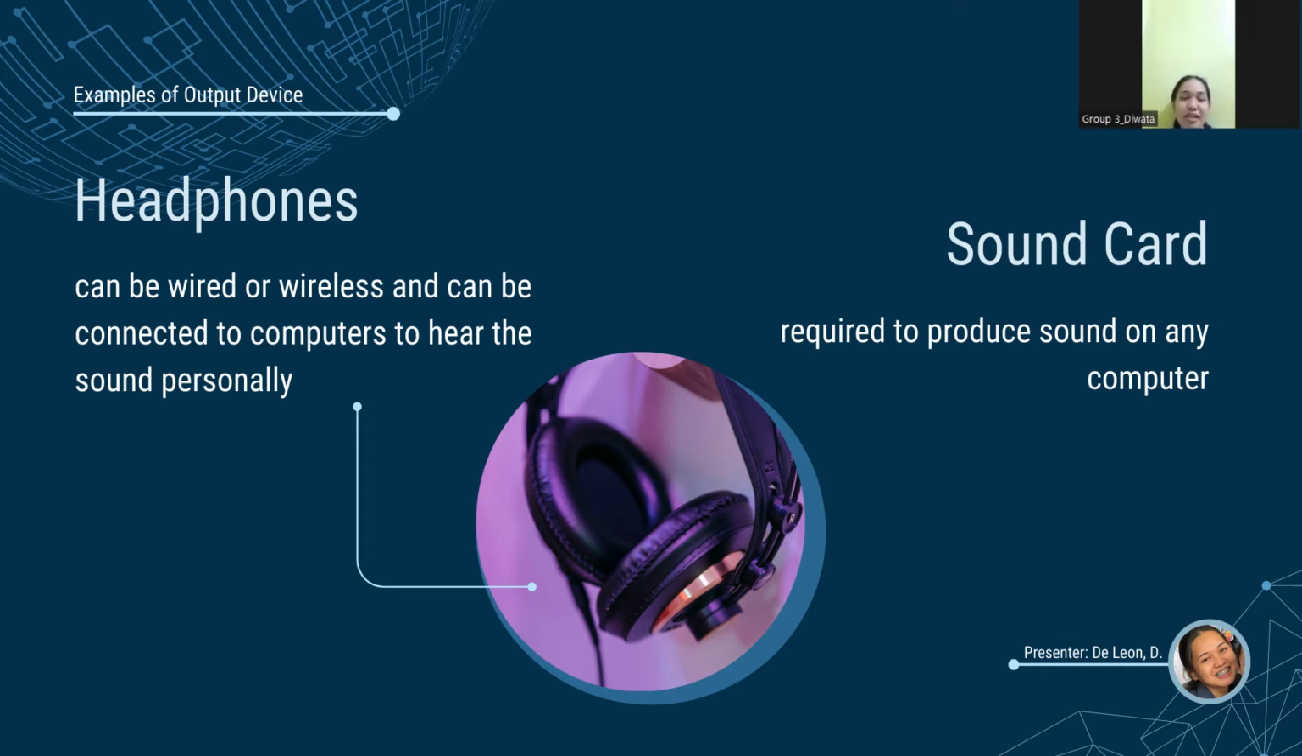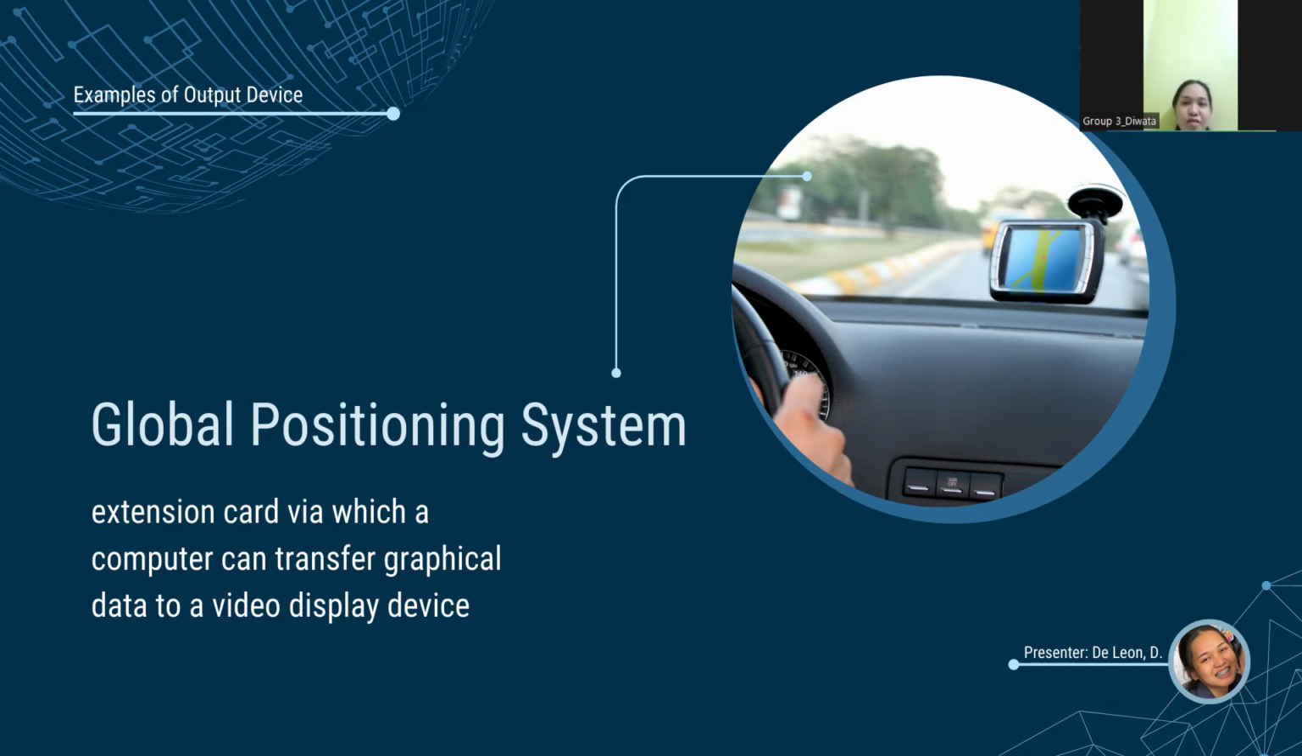So seventh is the sound card. They are computer output devices that are inserted into our computer. It is either external or internal and required siya to produce sound on our computer. So last, GPS, so Global Positioning System. It is a radio-based satellite navigation system that uses radio signals to pinpoint a specific position. So that's all. For the next topic, we have Lorraine Bonita.